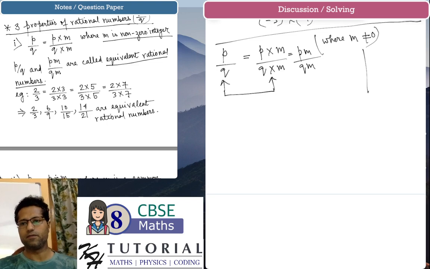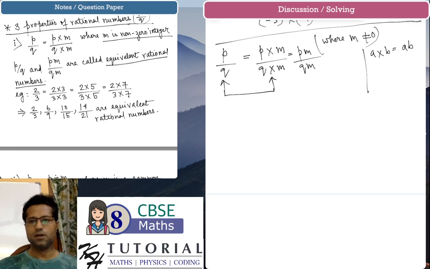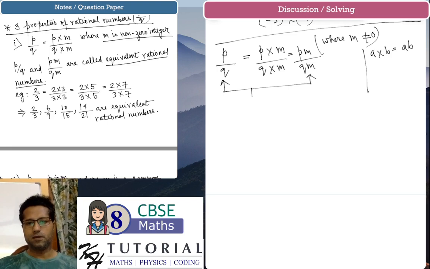I hope you are aware that you have already done algebra in class 7. So a into b in terms of algebra is written as ab. By ab we mean a into b. So p into m divided by q into m is basically pm by qm. These two rational numbers, p by q and pm by qm, are known as equivalent rational numbers.